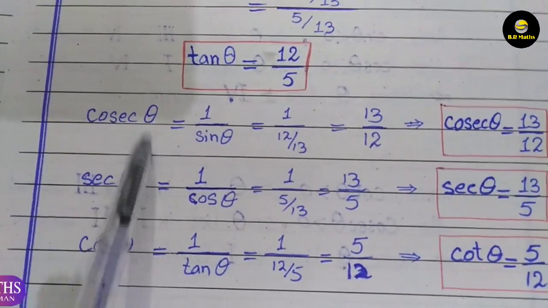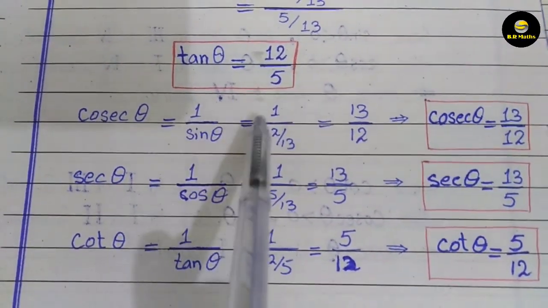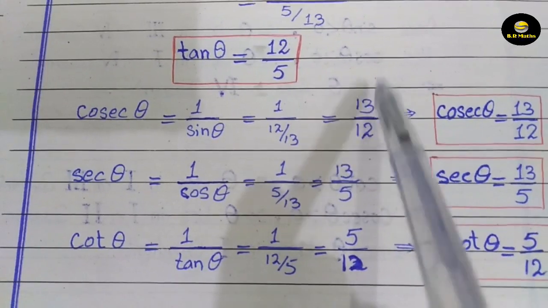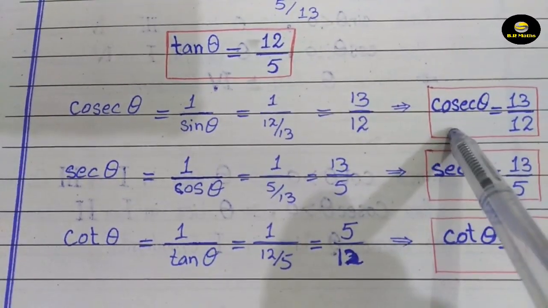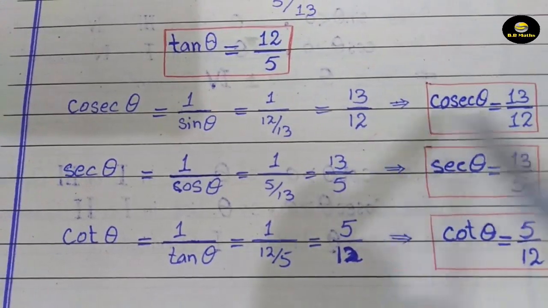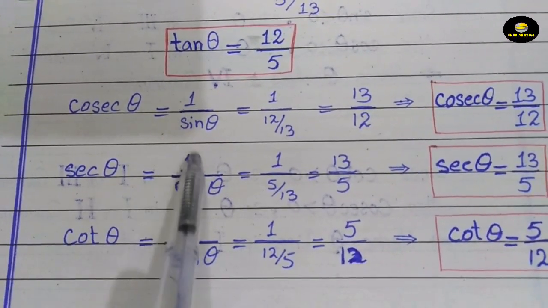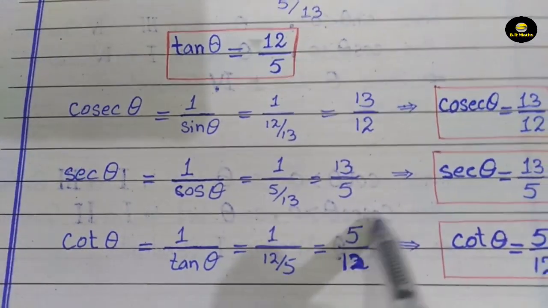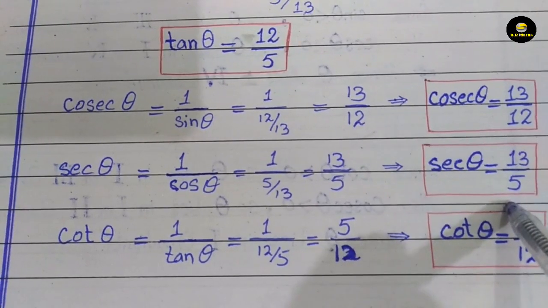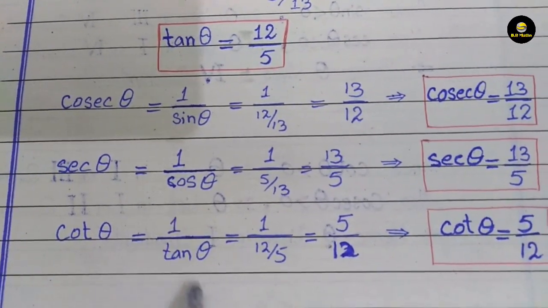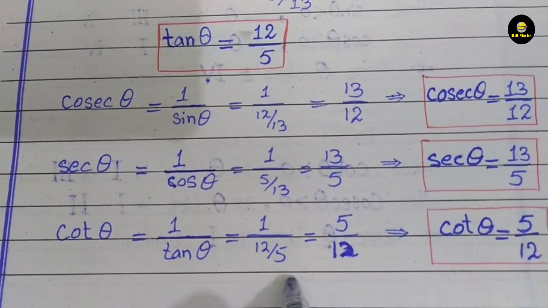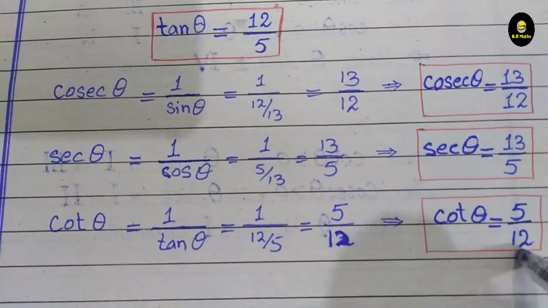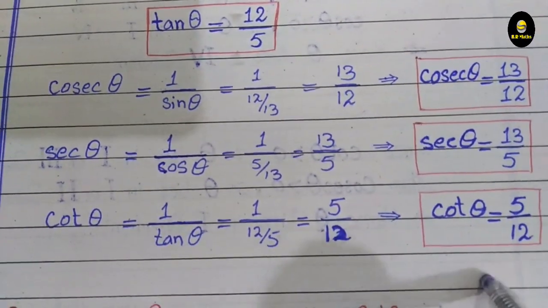So cosecant is the reciprocal of sine, and the value of sine is 12 over 13. 1 over 12 over 13 is equal to 13 over 12. So cosecant theta is 13 over 12. Similarly, secant is the reciprocal of cos. Put the value of cos, 5 over 13, and the reciprocal is 13 over 5. So secant is 13 over 5. And cotangent is the reciprocal of tan, 1 over 12 over 5, and the reciprocal becomes 5 over 12. So these are the remaining reciprocals of the main trigonometric ratios.